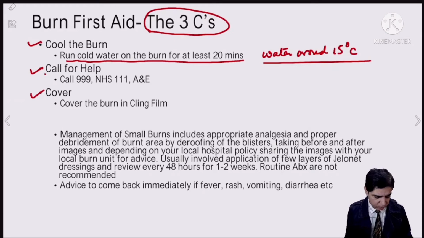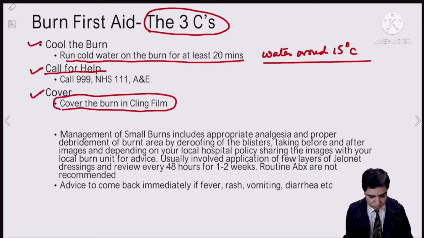Then call for help. Obviously, here in the UK, 999 is the emergency number, or we also have NHS 111, or parents are advised to directly go to A&E. And at the same time, once the water has been run, it is important that the burn is covered. So usually cling film is a good thing to cover the burn, and then you go to the local hospital or an emergency department to get the burn assessed and treated.